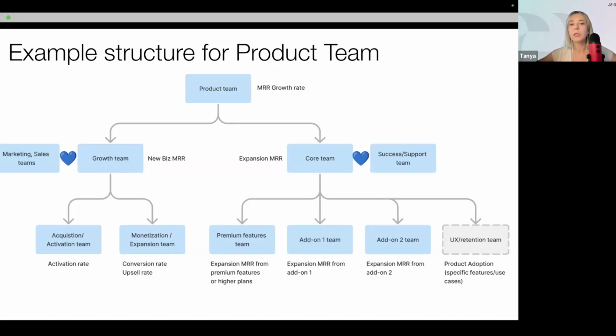For example, for the core team, you could have a team focused on premium features, driving more expansion from higher plans and premium versions of your product. You could have add-on teams that work on specific add-ons and are also responsible for driving revenue from that. You could also have a UX retention team that focuses on product adoption, but this is very likely less connected to revenue, so it's really hard. They could just work on adoption, feature by feature or use case by use case, if you have multiple of them and they're under-adopted. Okay.